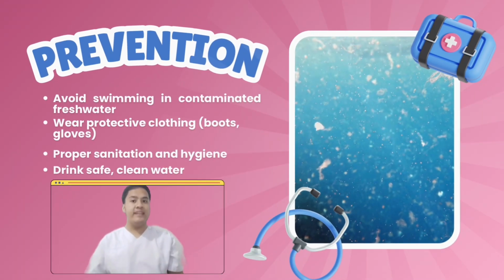Schistosomiasis can be prevented by avoiding contact with fresh water that may be contaminated with the parasite. Wearing protective clothing like boots and gloves when working in water can reduce the risk. Maintaining proper sanitation and hygiene, such as hand washing and using clean toilets, helps stop the spread of the parasite.